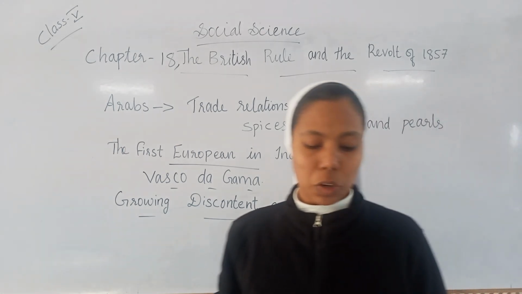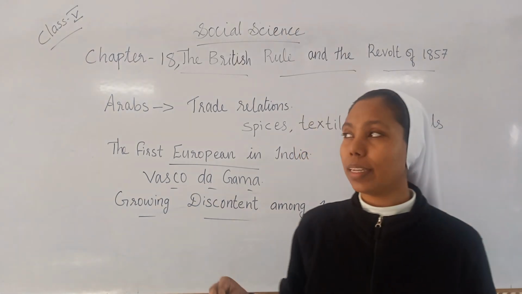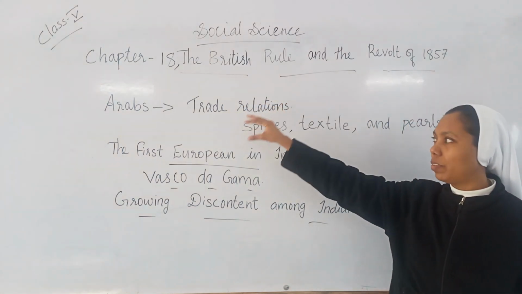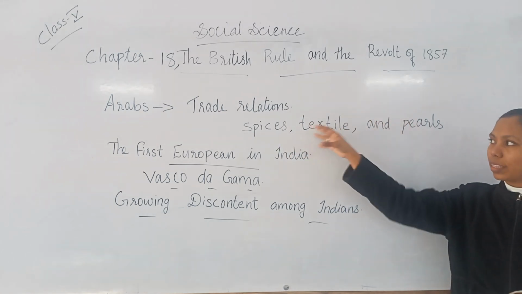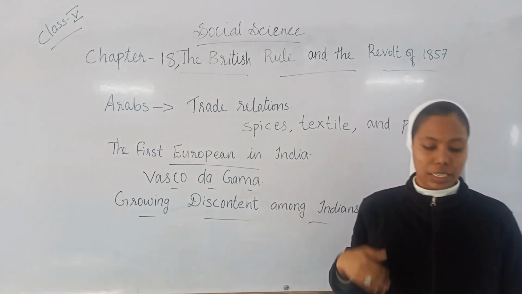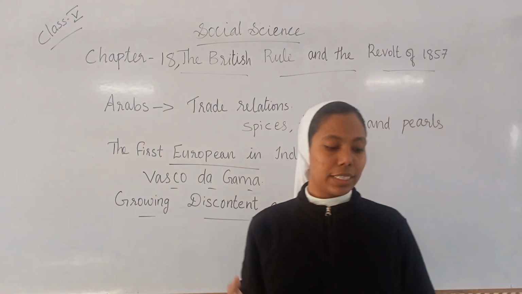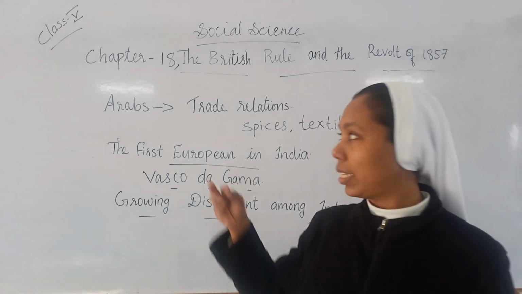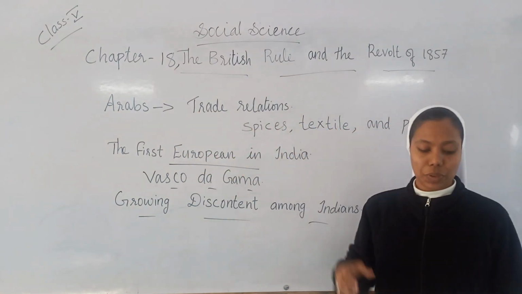And gradually the Europeans also heard about it and decided to have a trade link with India. First we saw that the Arabs came to India because of the trade relationship, and the things they traded were spices, textiles, and pearls. First the Arabs came. After that, the Europeans also heard about it and decided to have a trade link, or trade connection, with India.